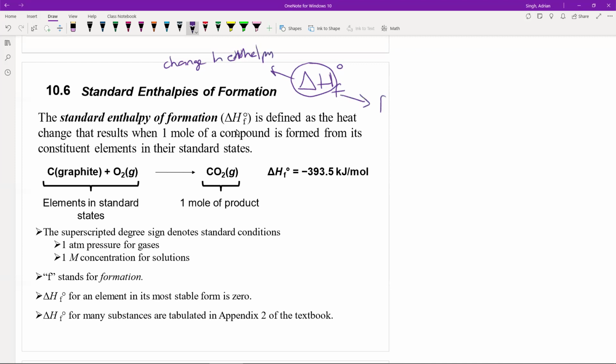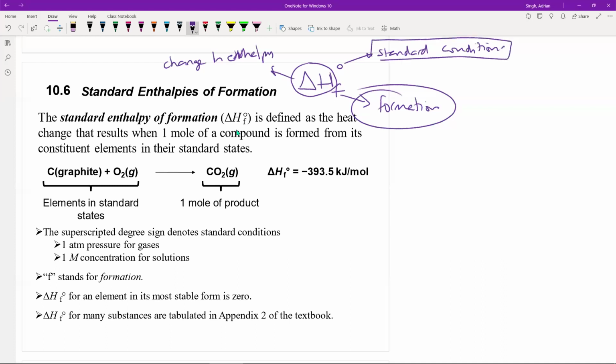The subscript F here means formation. And then the degree sign, that means standard condition. So what exactly, first of all, does this mean? And so the formation, right, is when one mole of that thing forms, first of all, whatever that thing happens to be, and then standard conditions are the conditions under which that process needs to happen. So those conditions are different, whether we're dealing with gases. For gases, we're looking at a particular pressure of 1 atmosphere. For solutions, the standard condition is 1 molar concentration.